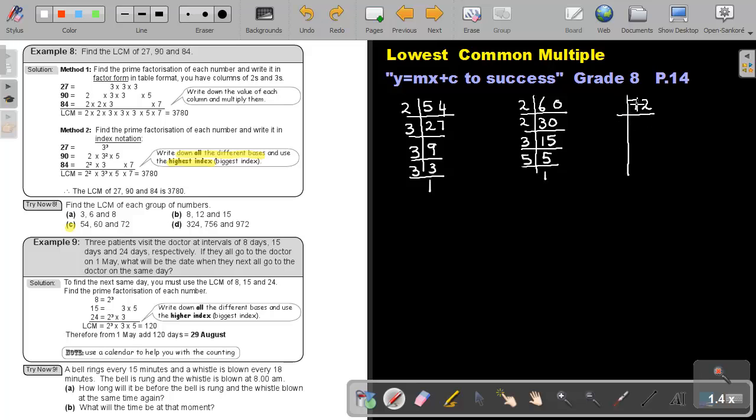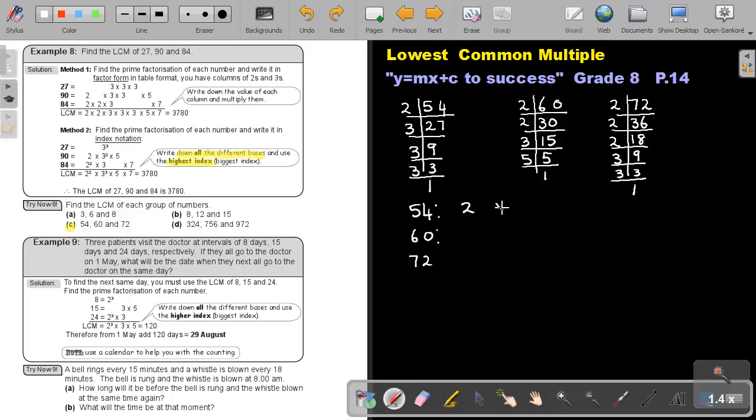And then 72. We're going to go into 2, and that's 36. And then go into 2, and that's 18. Continue with 2, 9. Move on to 3, 3, 3, and 1. So basically, if I write it down, I can now go and say 54, 60, as well as 72. So let's write down all the prime factors, the product of prime factors.